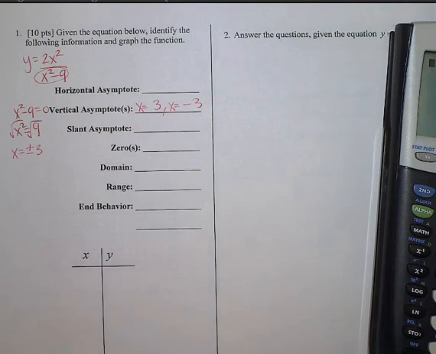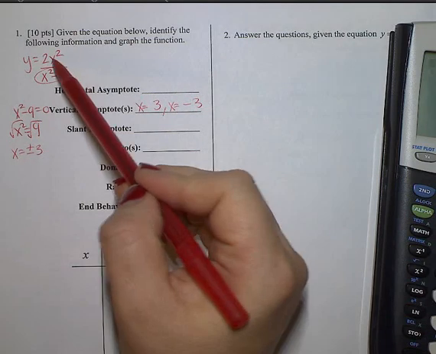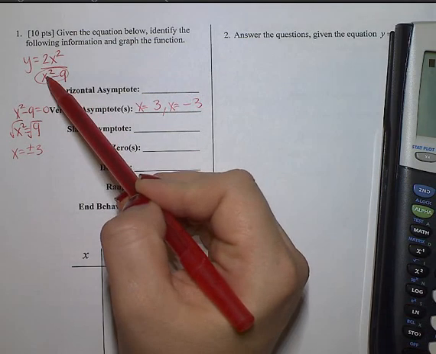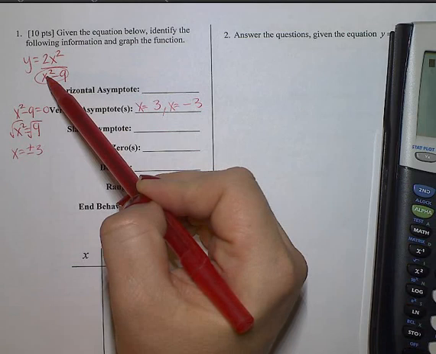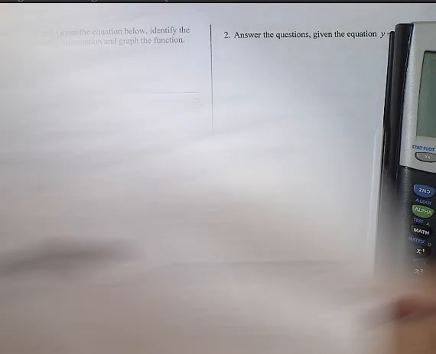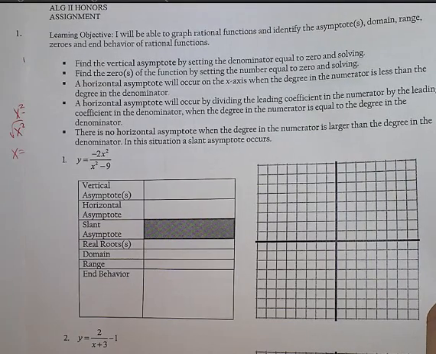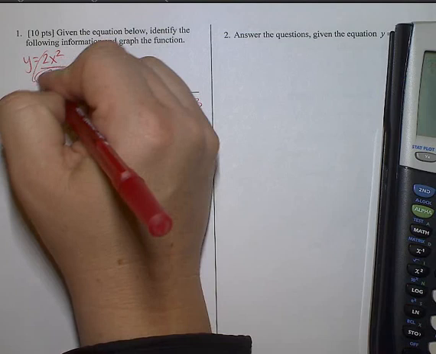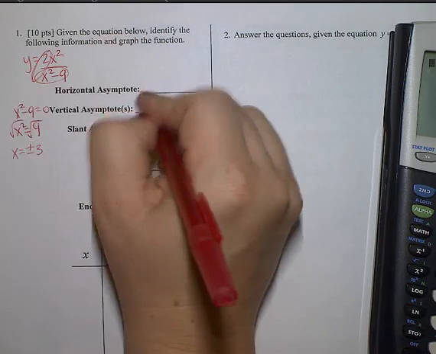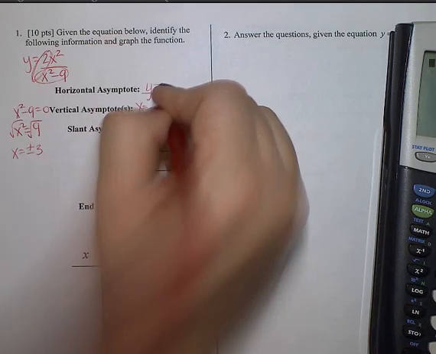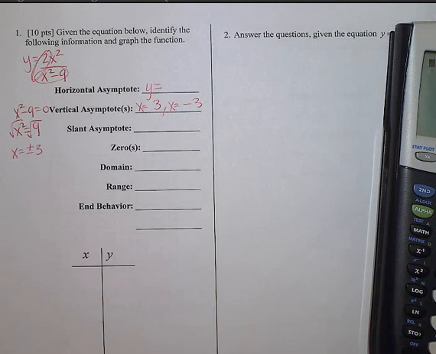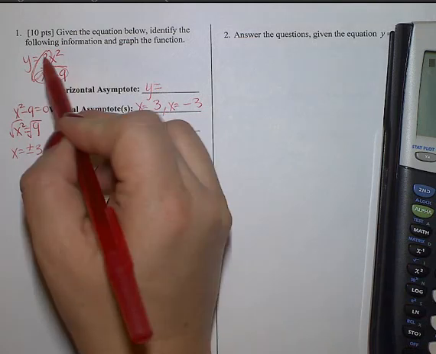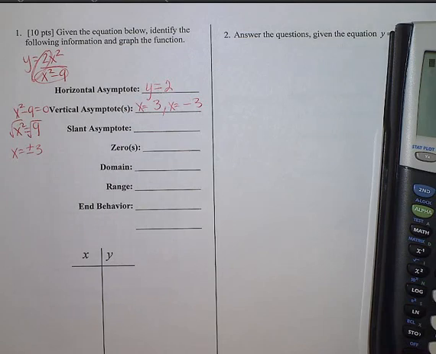For this problem, the degree on top is the same as the degree on the bottom. You're welcome to refer back to these notes. When the degree on top is the same as the degree on the bottom, we're going to circle the coefficients. And this will tell us what our horizontal asymptote is. Horizontal asymptotes always start with y equals. So in this case, it's 2 divided by 1, which is 2.